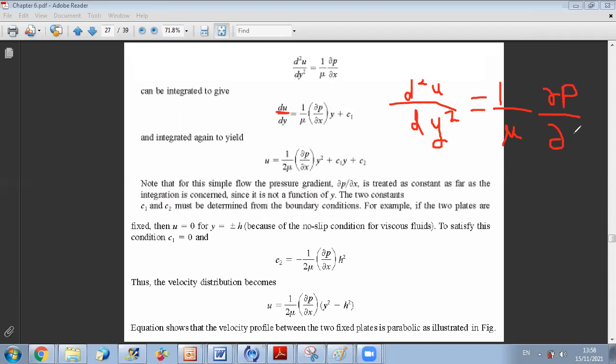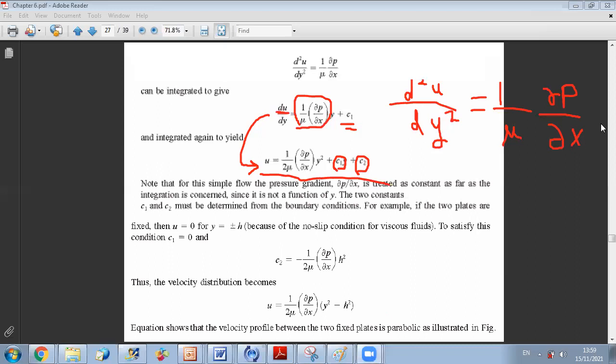So now, since it's a constant, when you integrate, you will get this constant times y plus C1, plus constant C1. And to get C1, we'll use a boundary condition. Okay? Now, if I integrate this relation a second time, I will get 1 over 2 mu del P by del X times y squared plus C1y plus C2. So now, to be able to define my profile completely, I need to get the constants C1 and C2. So I need two boundary conditions to get C1 and C2. Okay?